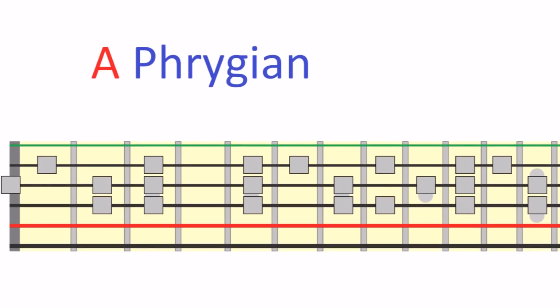Onto the third mode, Phrygian. Like Dorian, Phrygian's tonic chord is minor, so no change from Dorian. The change comes when we move to its next position based on Phrygian's intervals.